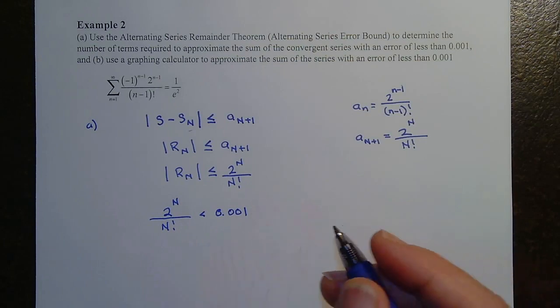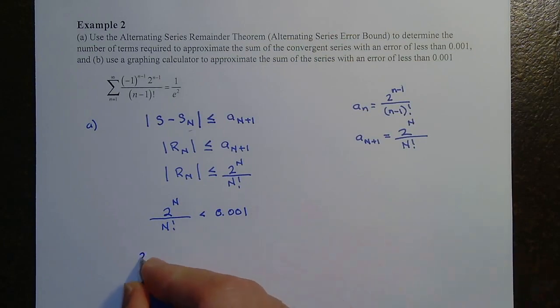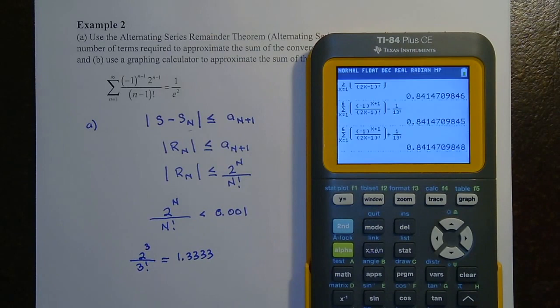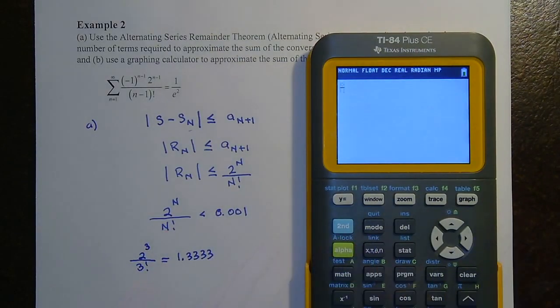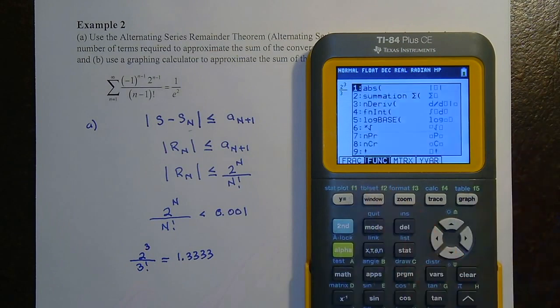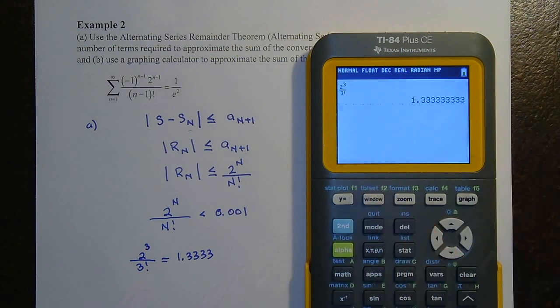So we're looking for the value of N that would cause this to happen. You start just jumping in. Let's take a look at what 2 to the third over 3 factorial would give us. That would give us an approximation of 1.3333, so that's not less than this. I already calculated this, but you could do 2 to the third over 3 factorial. I pushed the wrong button. So alpha window 9, and that's what we get here.